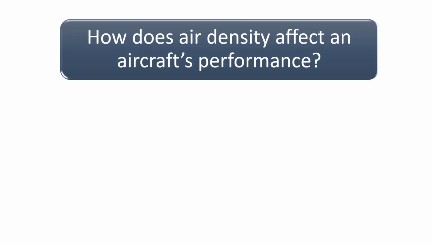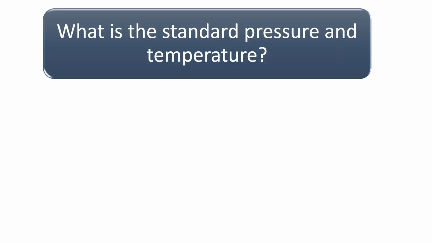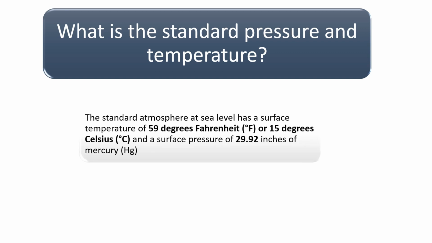How does air density affect an aircraft's performance? Air density directly affects the lift produced by an aircraft, power output of the engine, and propeller efficiency. What is the standard pressure and temperature? The standard atmosphere at sea level has a surface temperature of 59 degrees Fahrenheit or 15 degrees Celsius and a surface pressure of 29.92 inches of mercury.